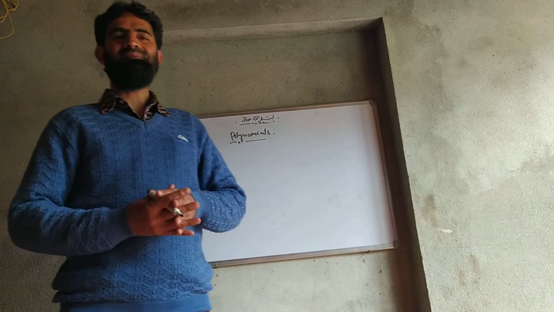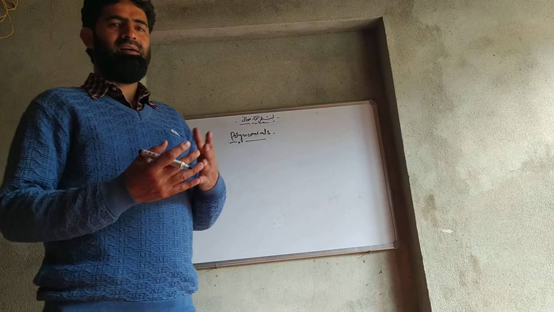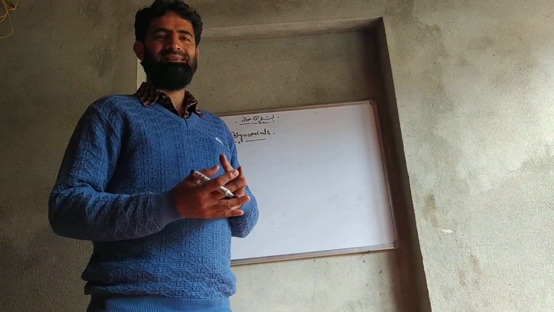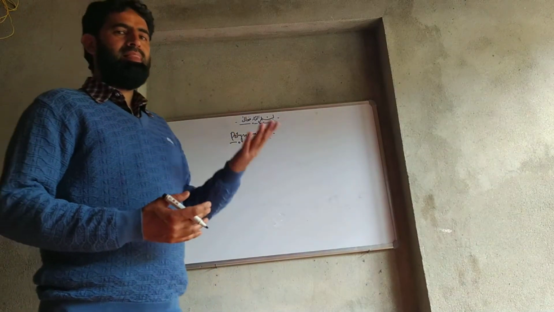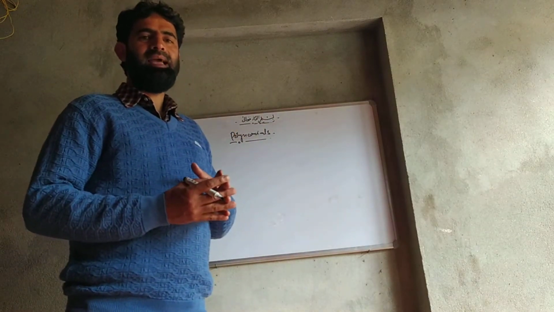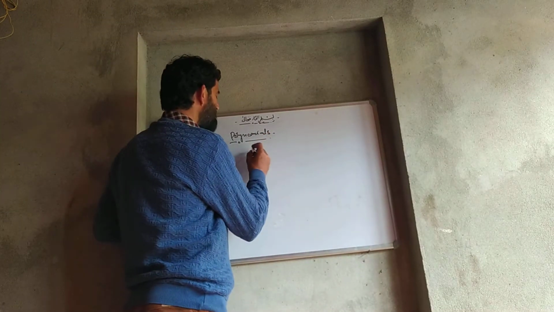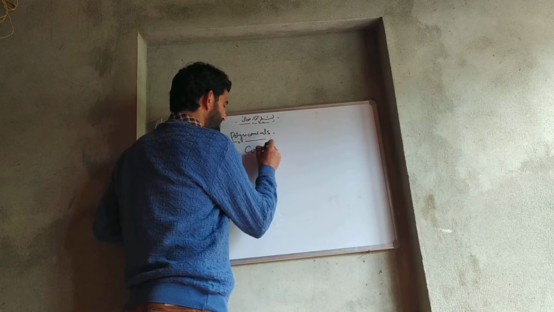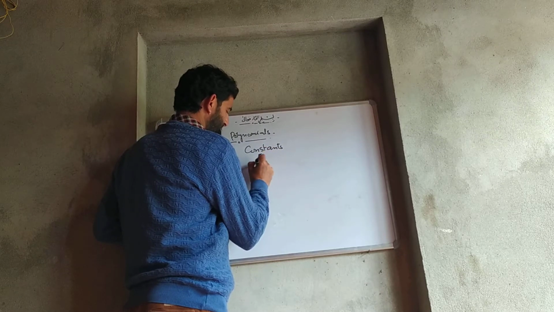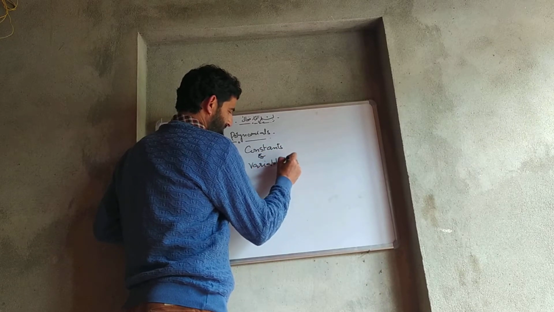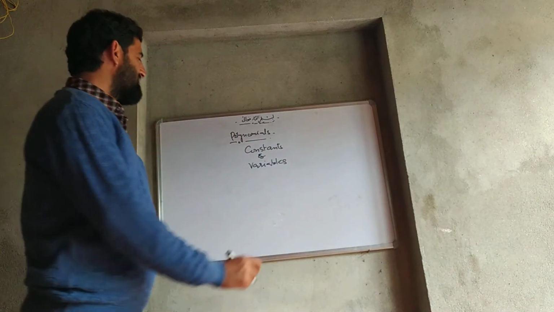And a mathematical expression, the combination of constants and variables, is an algebraic expression. And many terms of an algebraic expression are called polynomials. So the combination of constants and variables is called a polynomial. What is a constant?